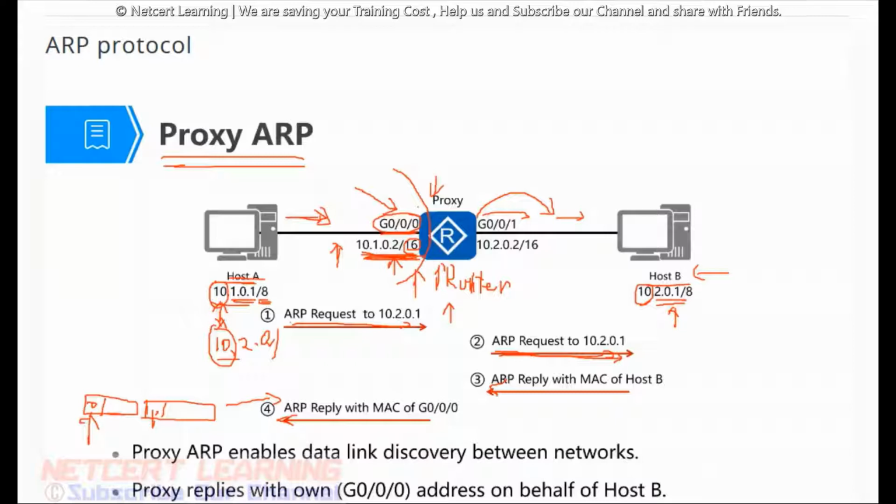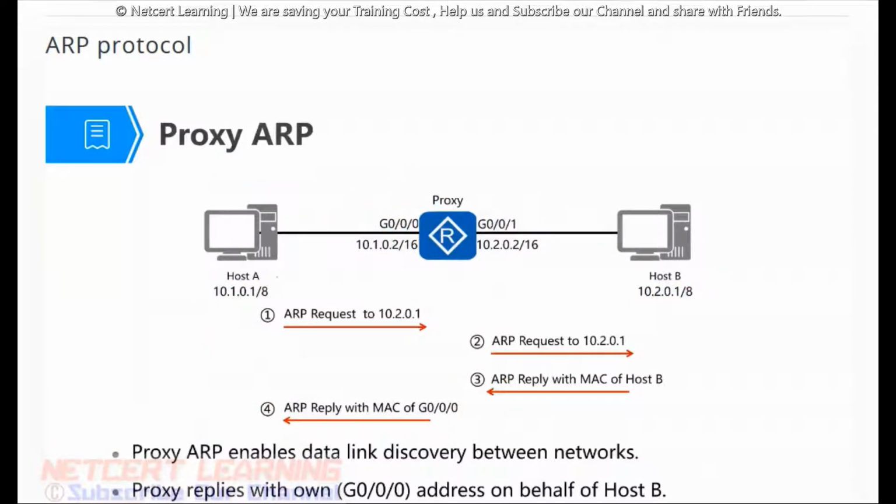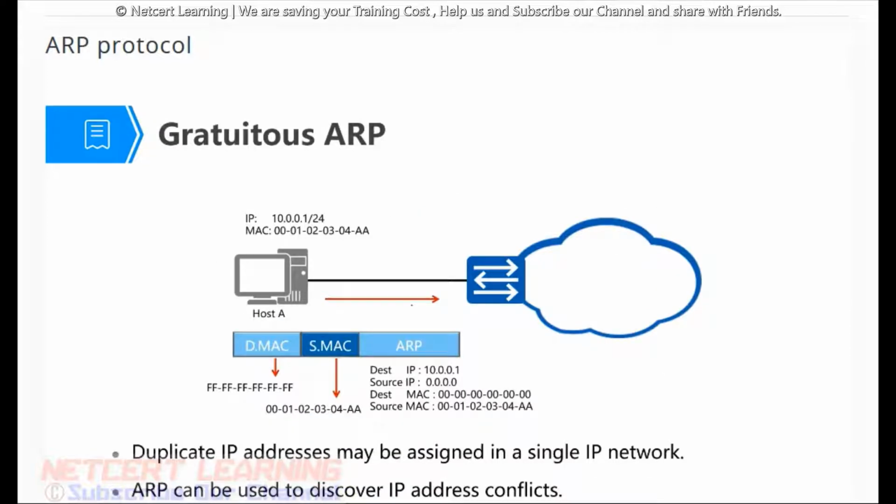In this proxy ARP, we should know there's something special here. This mask length is 8, and this mask length is 16. Of course, this scenario is not commonly used in our network. It is just to illustrate in which scenario the proxy ARP will work. Okay, and then another useful special ARP is gratuitous ARP.